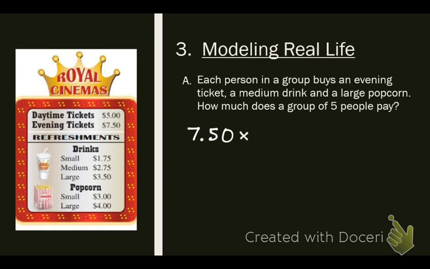Now, that person is also going to go to the movies and buy a medium drink. How much is a medium drink? $2.75. All right, so plus $2.75. Once again, we're going to call that person an X because he's buying that. He's going to buy something else. What else does he buy? A large popcorn. How much is a large popcorn? $4. Just for the sake of it looking like the rest of these, I'm going to put 4.00, and that's for one person.